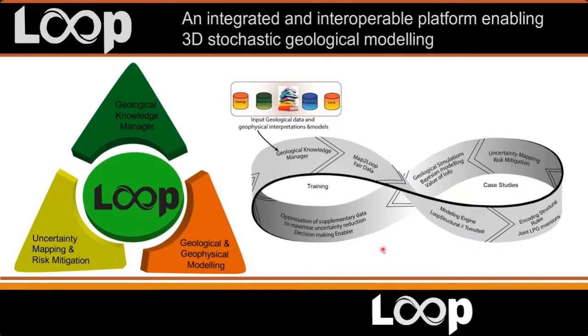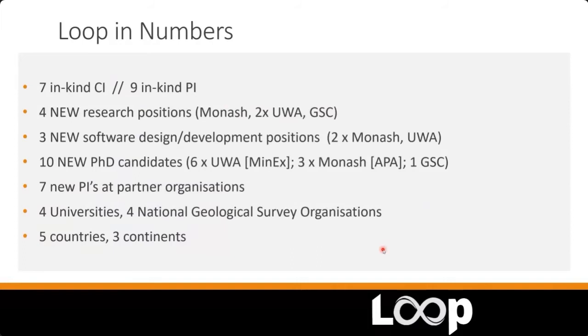So yes, I'm going towards the conclusions, looking at Loop in numbers, because I think this is another success of the project. We started with basically 7 in-kind chief investigators and 9 partner investigators. So basically, there's 7 people from universities and 9 people from geological surveys internationally and in Australia. And we were able to create 4 new research positions: 1 at Monash, 2 at UWA, 1 in Canada, 3 new software design and development positions, and 10 new PhD students. So this snowballing effect in terms of the human resources is fantastic.